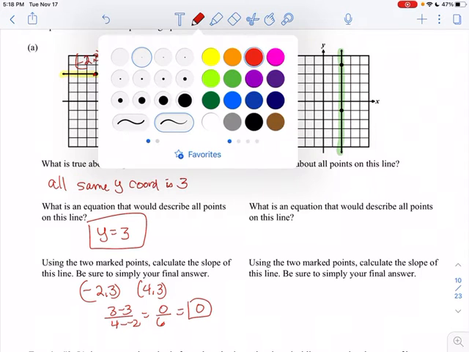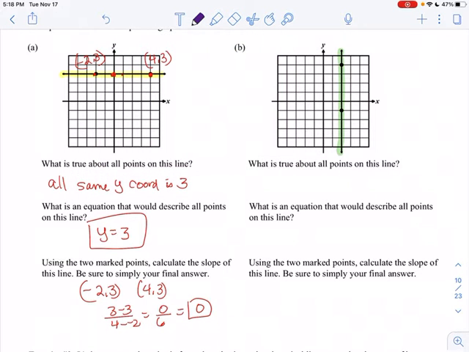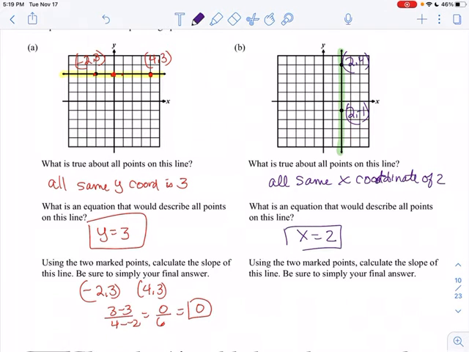Let's look at my vertical line right here. So this point right here is (2, 4), and this point right here is (2, -1). What is true about all the points on this line? They all have the same x-coordinate of 2. What's an equation that would describe that line? x equals 2. So it's a vertical line. It's going through the x-axis at 2, and the equation is x equals 2.